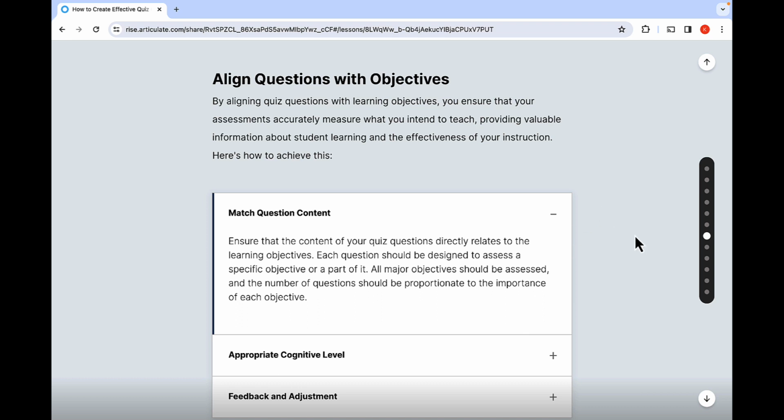Match the question content. Ensure that the content of your quiz questions directly relates to the learning objectives. Each question should be designed to assess a specific objective or part of it. All major objectives should be assessed, and the number of questions should be proportionate to the importance of each objective.